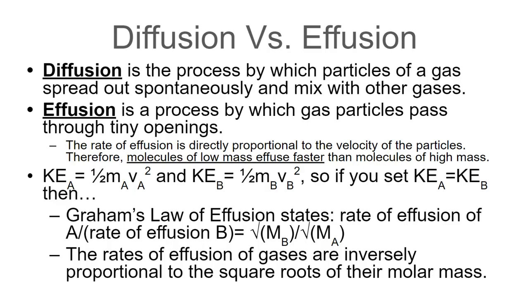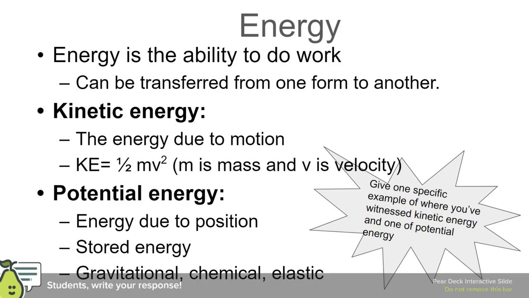And that comes from the equation for kinetic energy, which you see right here. Kinetic energy is 1/2 mass times the velocity squared. So here I've included a derivation of Graham's law of effusion from kinetic energy. But basically what this says is that particles that have the smaller molar mass are going to effuse faster. So let's talk about energy.